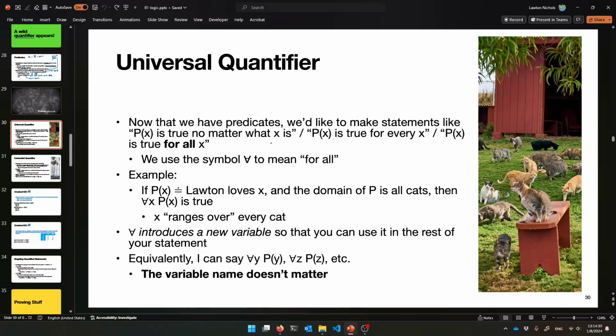So we introduce a fun symbol to mean "for all" because we say it so much. It's an upside down A. It's like an A that's been flipped around 180 degrees.